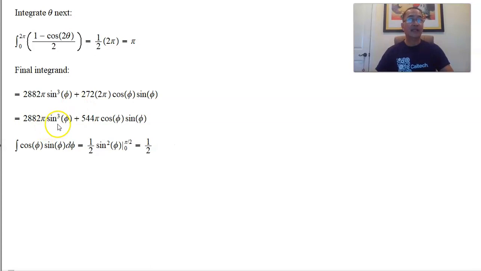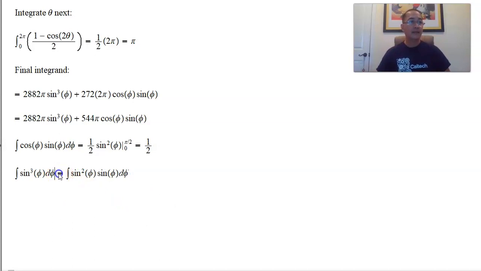Okay, so now we save the worst for last. How do you integrate sine cubed of phi? We may have done a problem or two like this when we did polar coordinates. The idea is to borrow. Would you kindly lend me a sine of phi? Sure. Keep one to yourself, but you are left with sine squared.